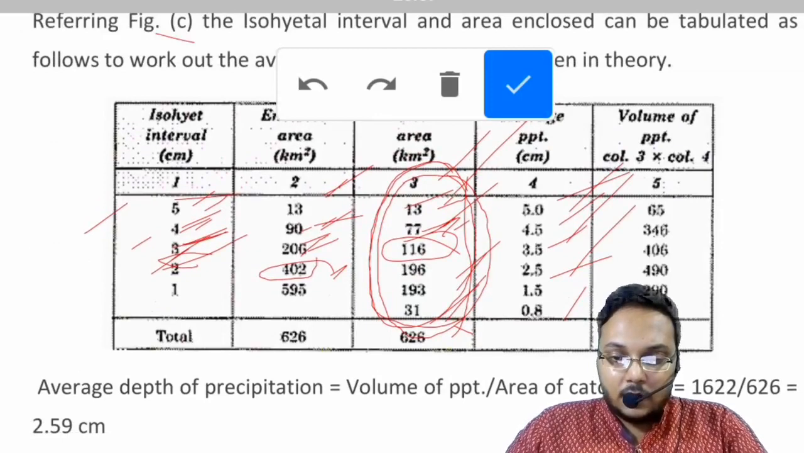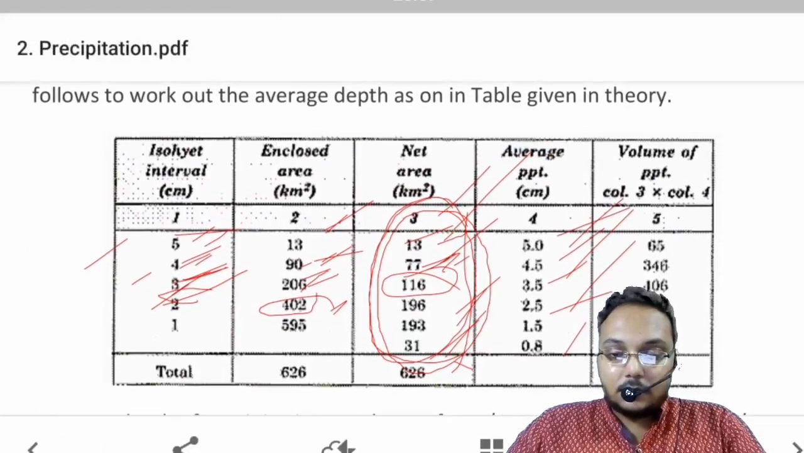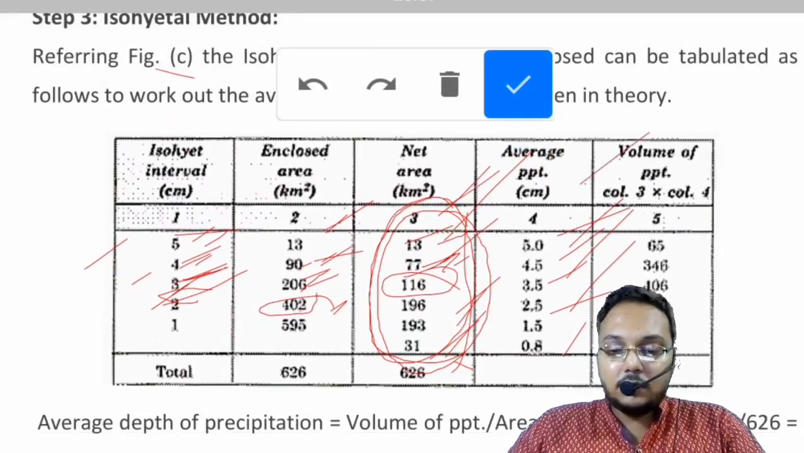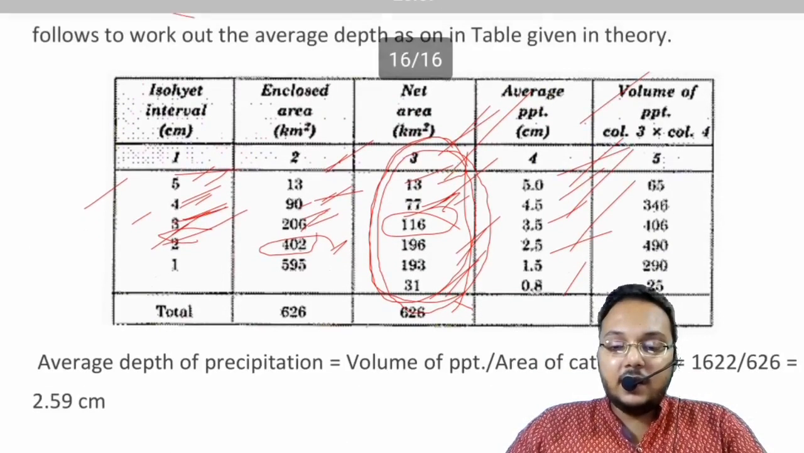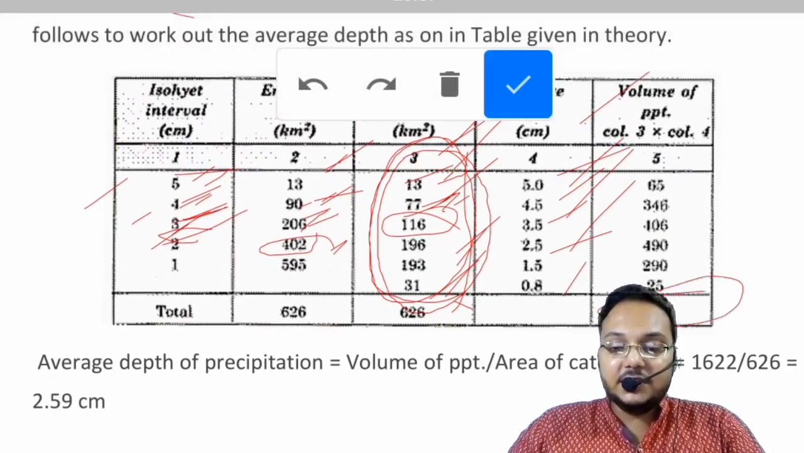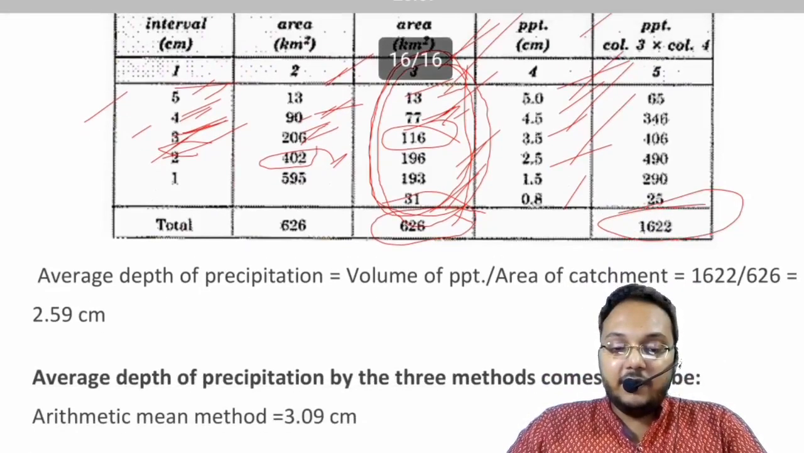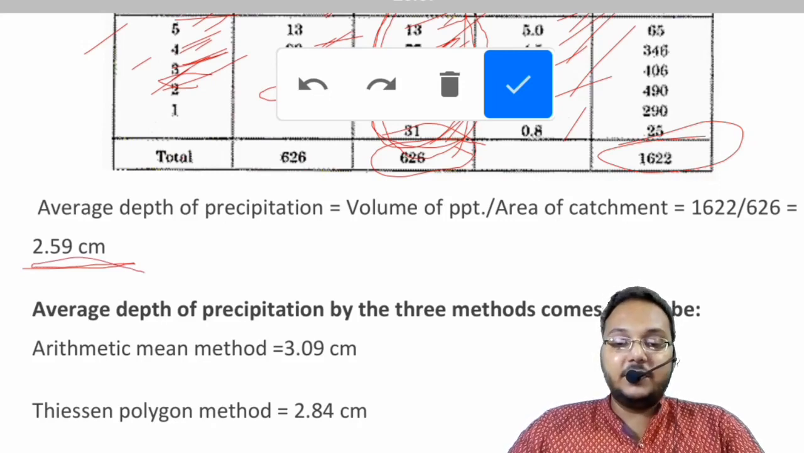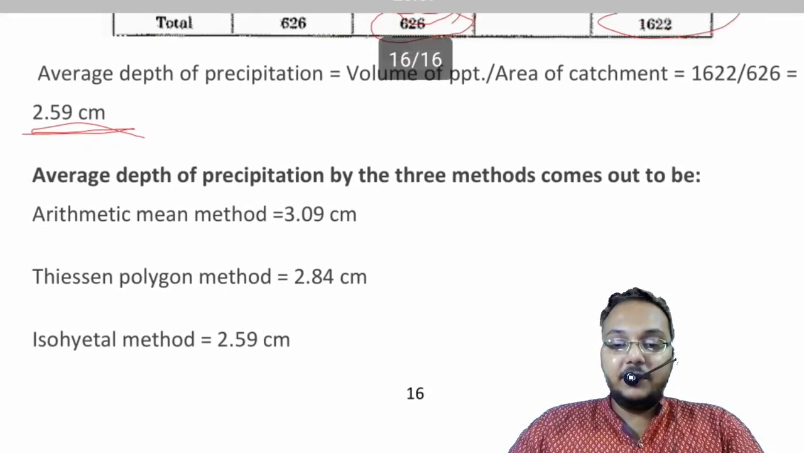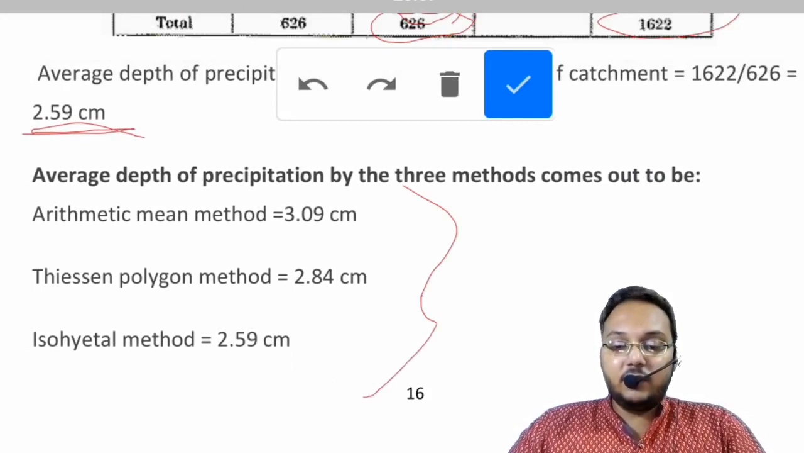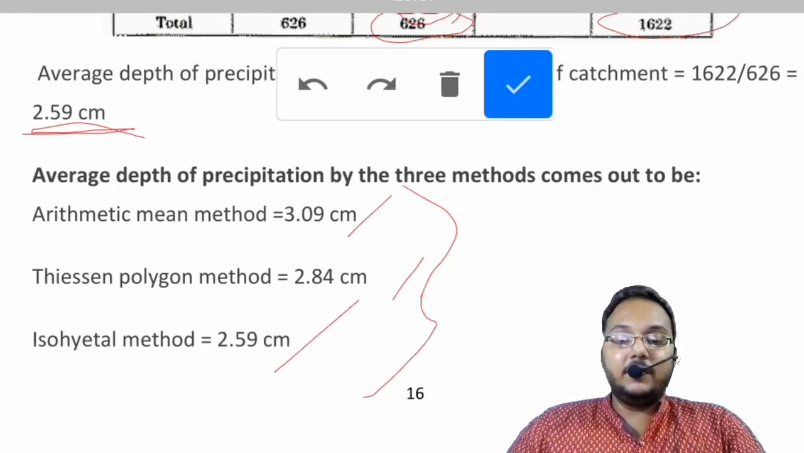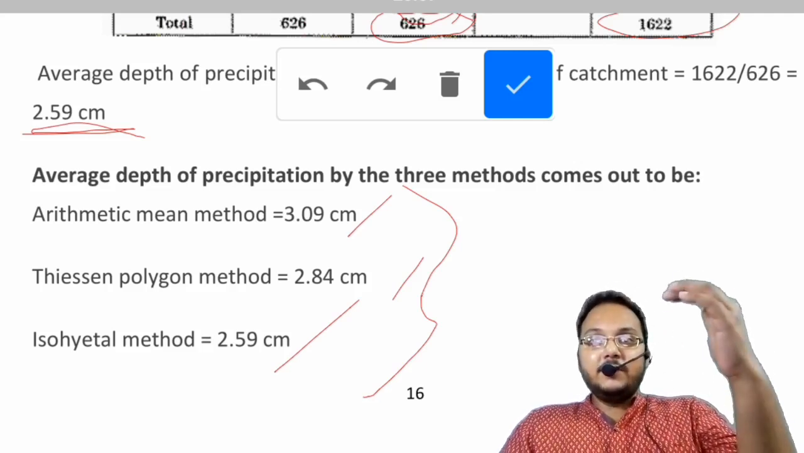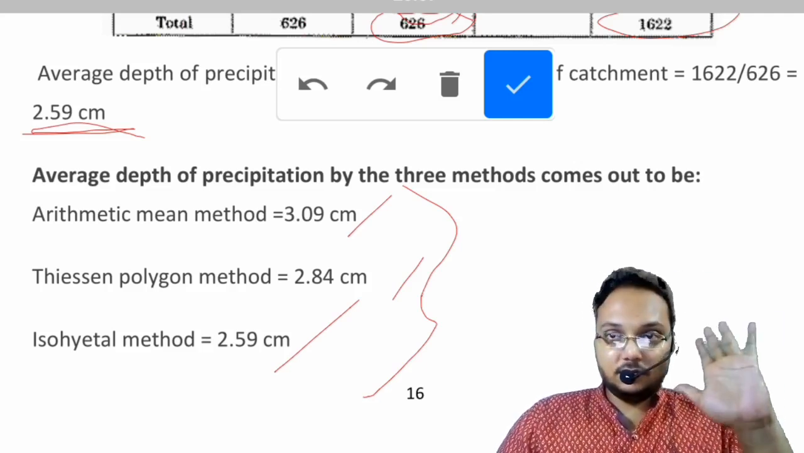So now we will multiply column 3 with column 4 so that we get the total volume of precipitation, and also we have the total area, and on dividing it we will get the average depth of precipitation. The average depth of precipitation in the three methods comes out to be 3.09, 2.84, 2.59. So we have compared these three values, right?